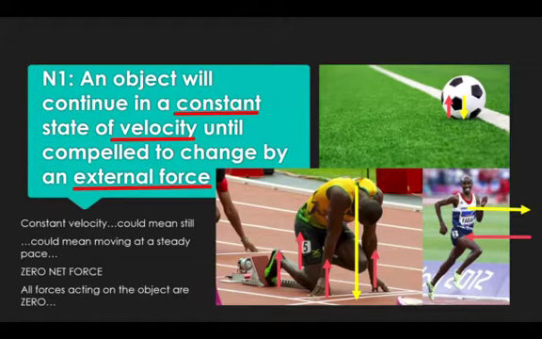And Mo Farah, we're using the horizontal forces here as an example, that his acceleration, his friction force, as we'll call it later on, is equal to that of air resistance. Okay, so that means that these objects are staying in a constant state of velocity until compelled to change by an external force, whatever that external force will be. And we will link that in shortly to that of the law of acceleration, so our second one.